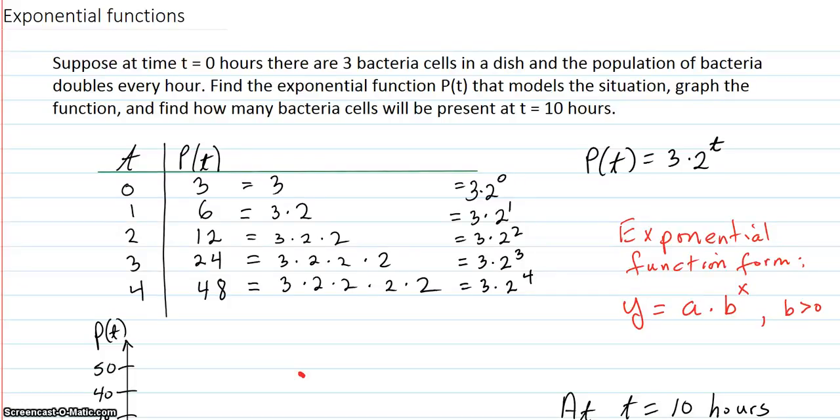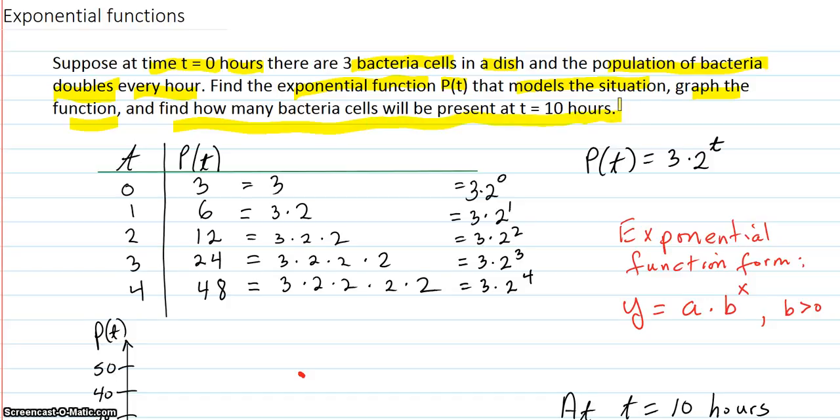Exponential functions. We're going to use this example to explain what an exponential function is, how you find values for it, and how you graph it. Suppose at time t equals 0 hours, there are 3 bacterial cells in a petri dish, and the population of bacteria doubles every hour. Find the exponential function p of t that models the situation, graph the function, and find how many bacteria cells will be present at t equals 10 hours.